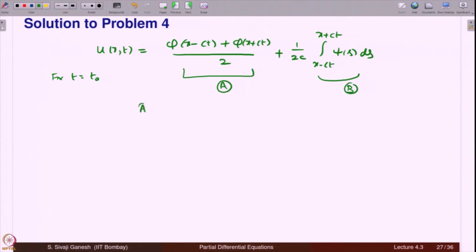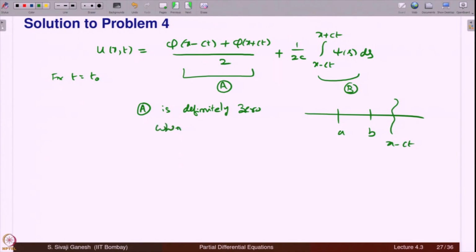See, A is definitely 0 under two conditions, any of the two conditions. Our a and b are here, imagine x minus ct is here. Because x minus ct is to the right side, therefore, the term A is 0 because phi is 0 outside the interval a b. So, what is the condition? One condition, x minus ct naught is bigger than b. That is the case when x is bigger than b plus ct naught.